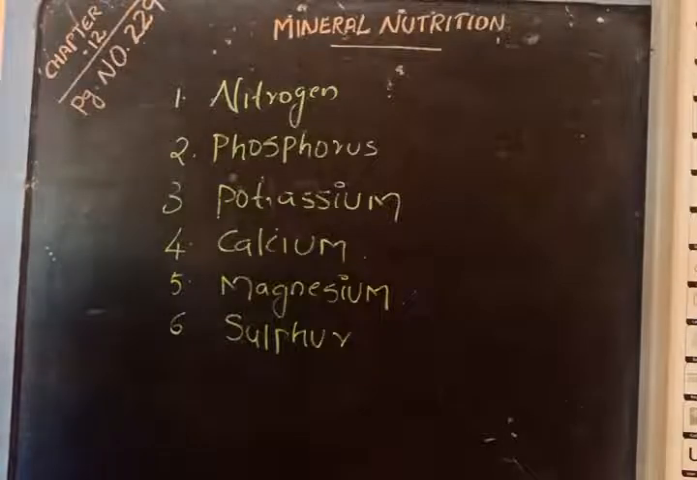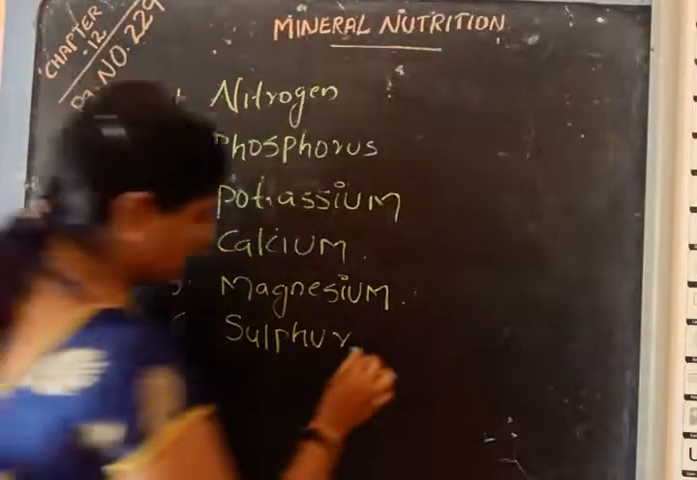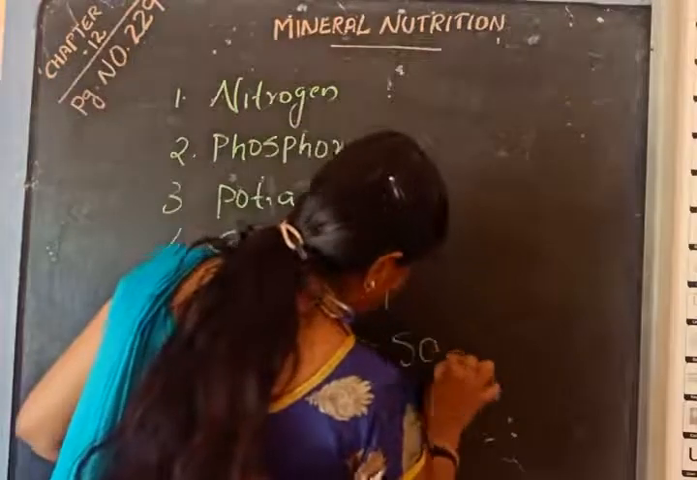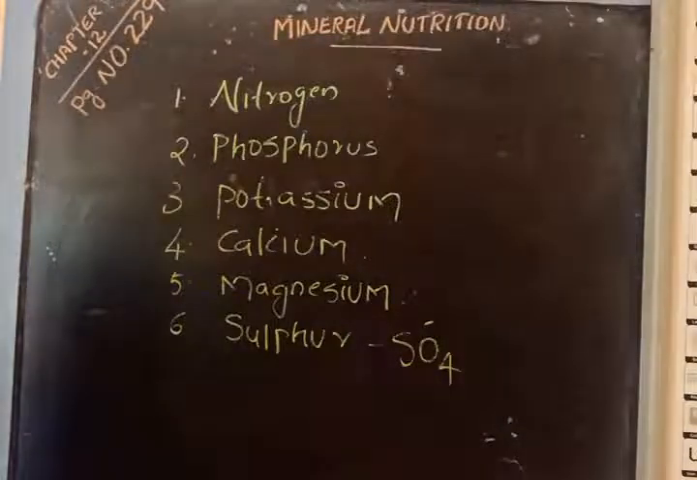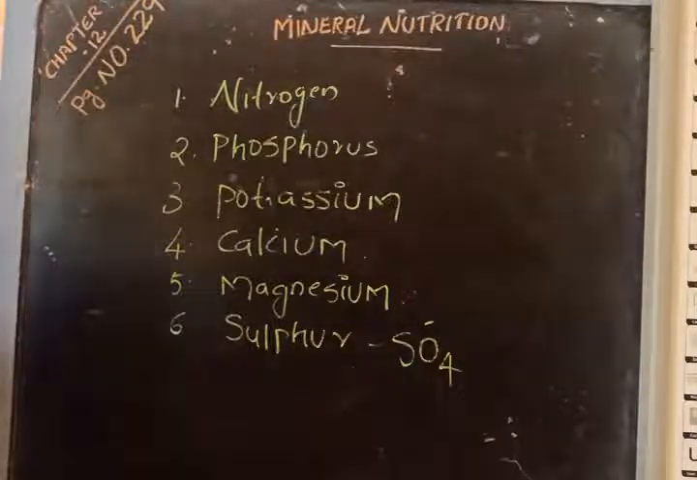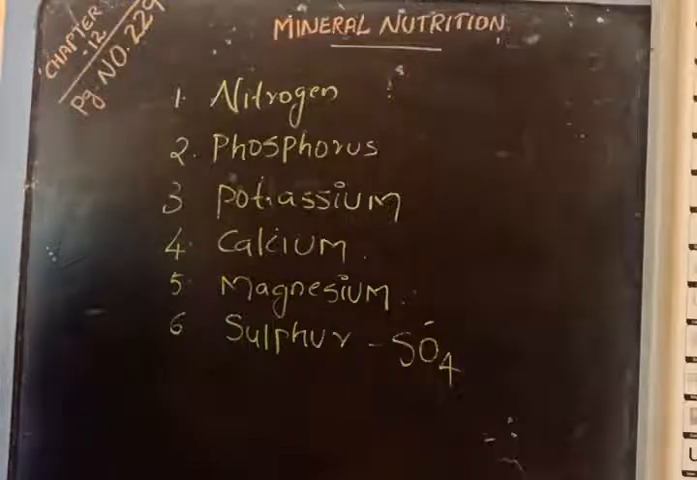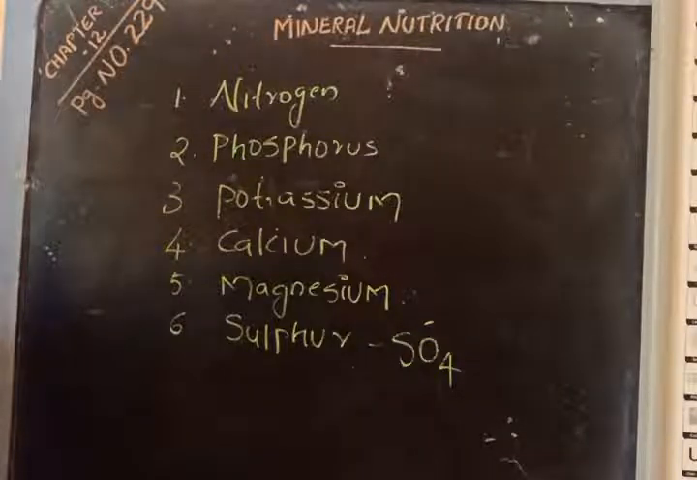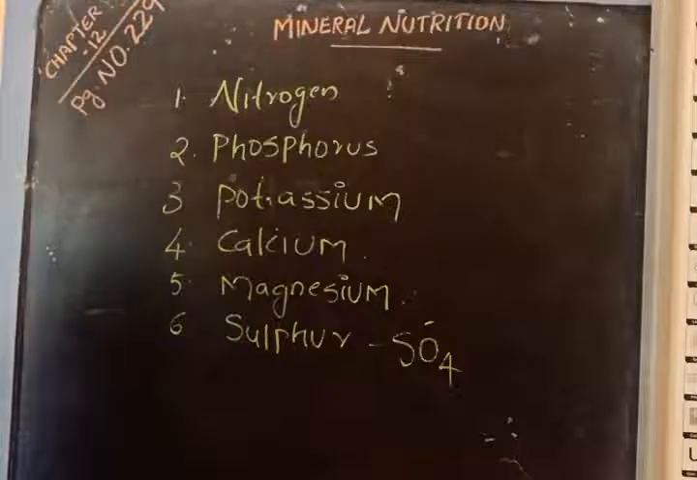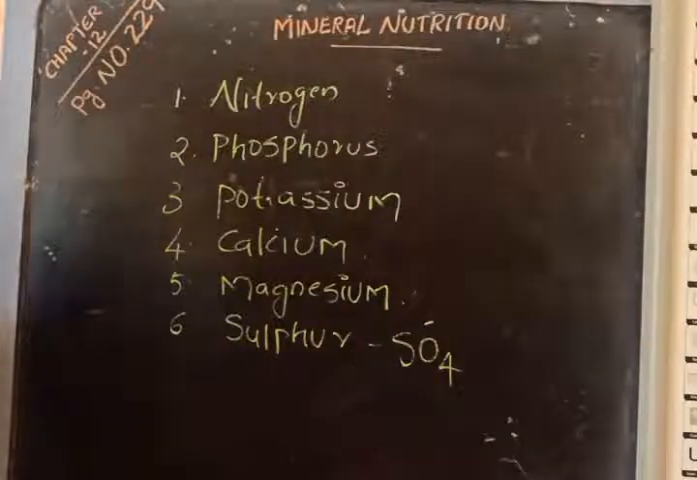Plants utilize sulphur in the sulfate form. So what are the functions of sulphur? It is an essential component of amino acids like cysteine and methionine. It is also a constituent of coenzyme A, vitamins like biotin and thiamine, some proteins and pyridoxine. Plants utilize sulphur in the form of sulfate. Then what are the deficiency symptoms of sulphur?